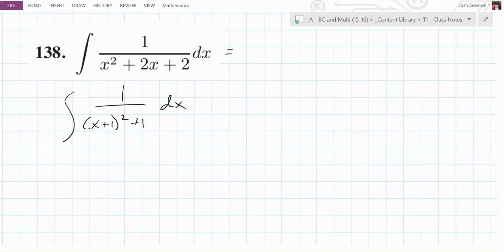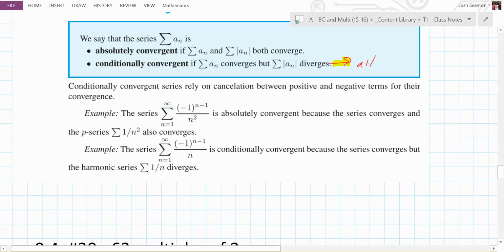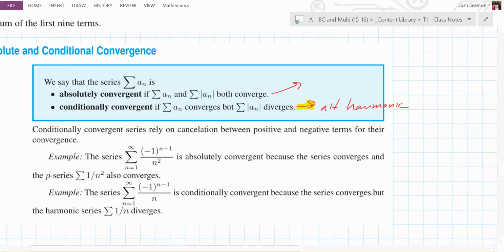The not nice way of saying it would be the alternating harmonic series. And what would be absolutely convergent? Negative 1 to the n over n squared. If you ever have to build an absolutely convergent series, just pick a series that's always positive that converges, and then add negative 1 to the n to the outside. Or just use the series that's always positive that converges. Yes, the absolute value of itself. That's actually correct, I like that.